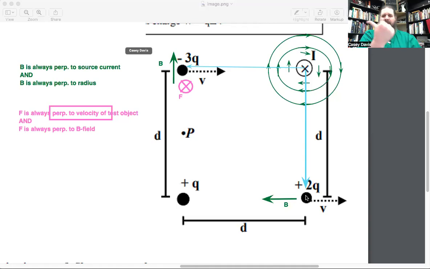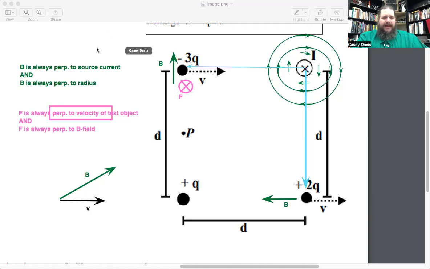You can't point your thumb in the direction of velocity and your index finger in the direction of magnetic field if they're parallel. They don't have to be perfectly perpendicular, they just have to have some perpendicular component. Like for example, let's say the velocity was to the right and the magnetic field was up and to the right. If we had a situation like this, in that case, there is going to be a force because the magnetic field and velocity are not parallel, but they're also not perpendicular. So you're not going to get as strong a force as you could.